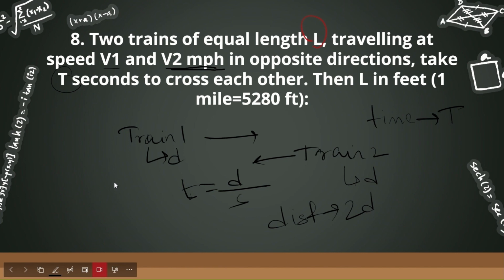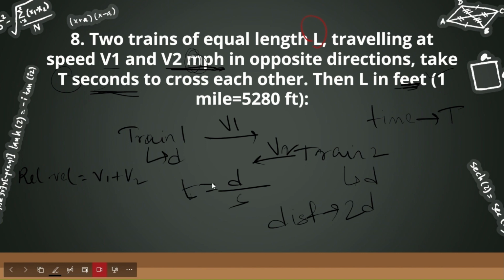Now what's the speed? Now they are acting in opposite direction. Let's consider the velocity of train 1 to be v1 and train 2 to be v2. So they are acting in opposite directions, so the relative velocity should be v1 plus v2. Now this v1 and v2 are in miles per hour, and the time is in seconds. Here the time is in hours. Another thing, the distance is to be found in feet, and here it's given in miles. So we need to use this: 1 mile is equal to 5280 feet.